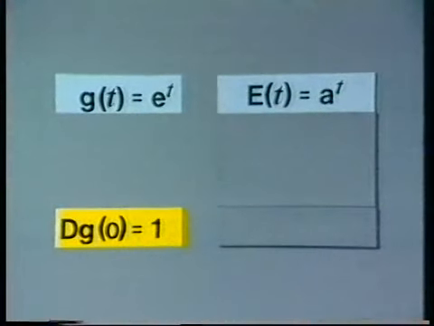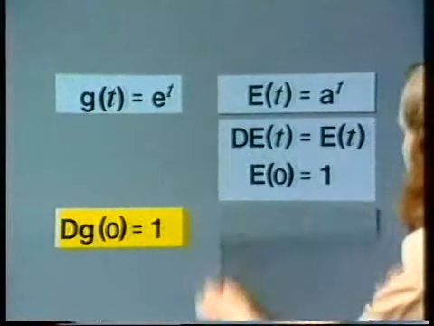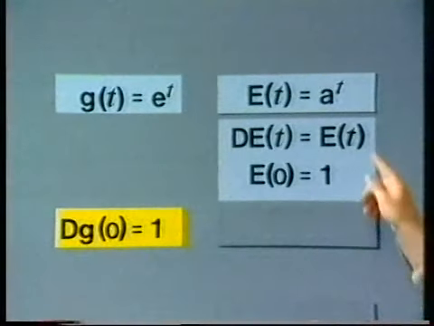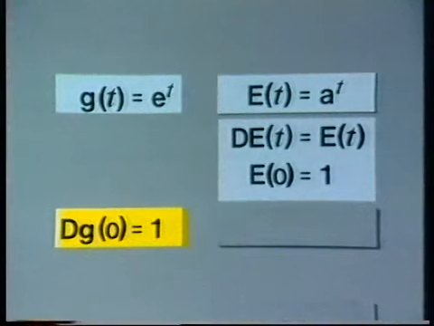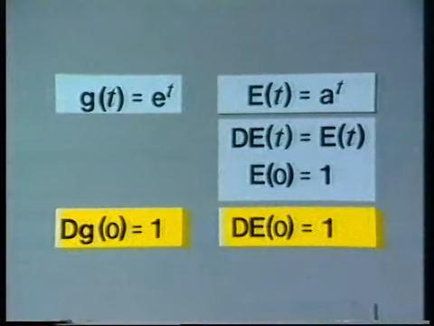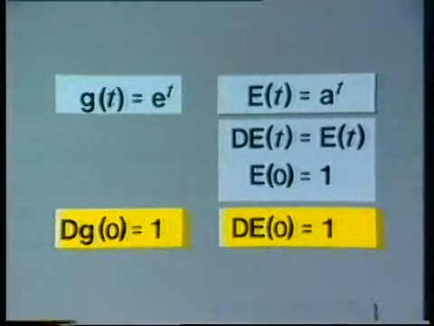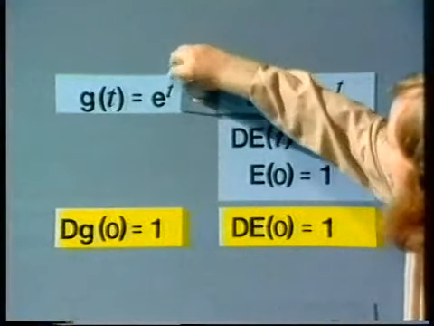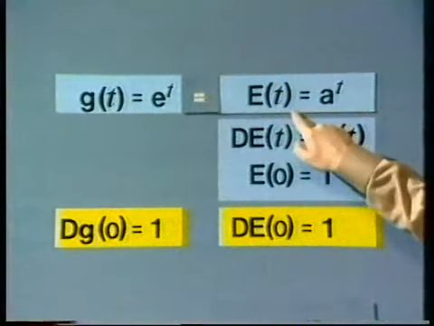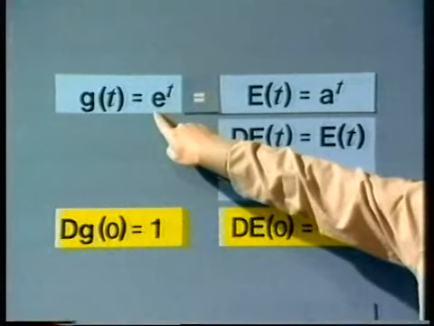As for its slope at 0, well, it satisfies these two conditions. That's how we defined it. So dE of 0 equals E of 0, which is 1. So A to the t is an exponential function whose slope at 0 equals 1, just like g. Therefore, A must equal e. And so, capital E of t equals small e to the power t.